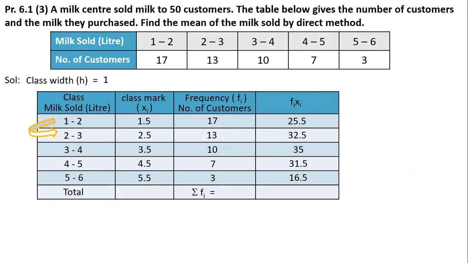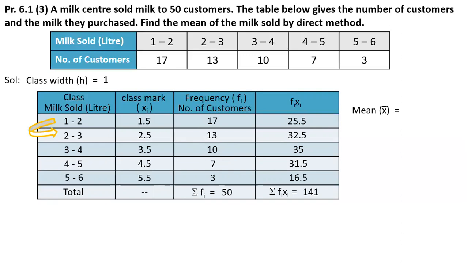Now we need to find out the total of fi and fixi. If you add all the numbers in the fi column, the total happens to be 50. Now in fixi, all are decimals except for this 35. So any number which doesn't have a decimal, you can write 35.0 there, so that the addition becomes easier. So when you add all the numbers, it is 141.